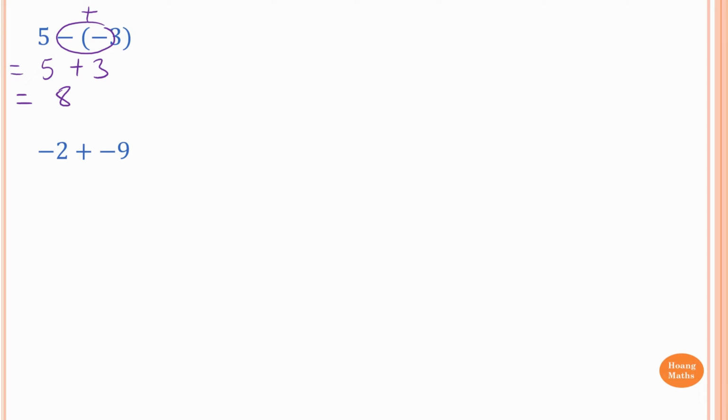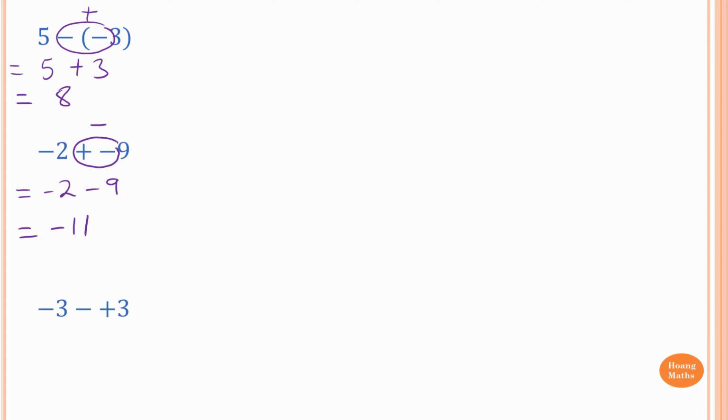Second one. Negative 2 plus negative 9. So what that means is a plus and a minus become a minus. So the answer is negative 2 minus 9. And then negative 2 minus 9. So in other words, you owe the bank $2. You owe another 9. So altogether, you owe $11 if you like. So negative 11. Otherwise, you can start from negative 9 here and you go 2 more to the left. So you go 1, 2. So that means negative 11. Okay.